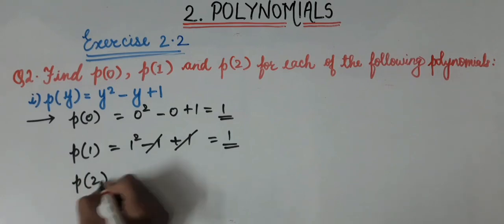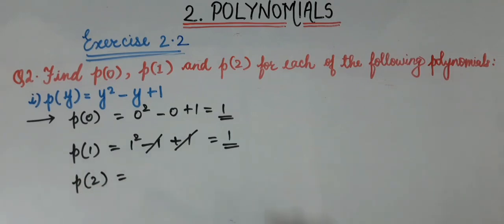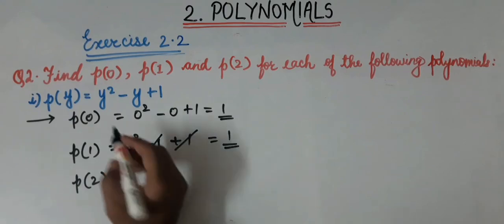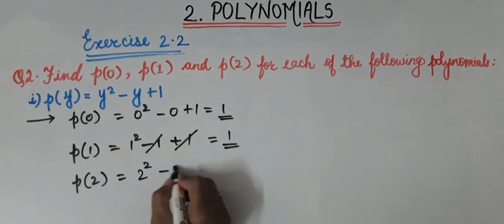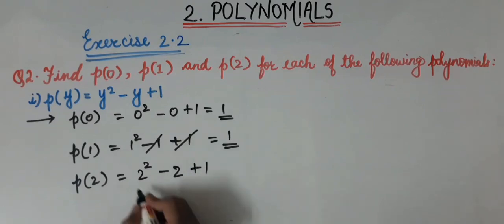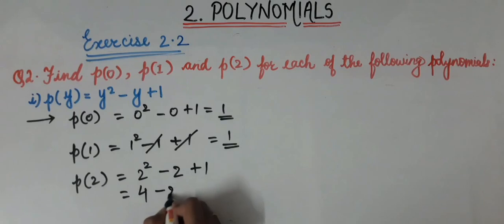Now find p of 2. p of 2 will be equal to, replace y everywhere by 2. So it will be y square, that is 2 square, minus y, minus 2, plus 1. It will be equal to 2 square is what? 4, minus 2 plus 1. 4 minus 2 is 2. 2 plus 1 is 3.